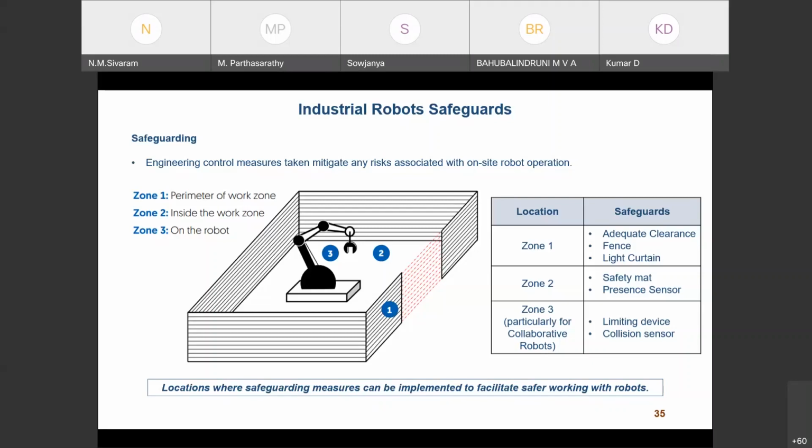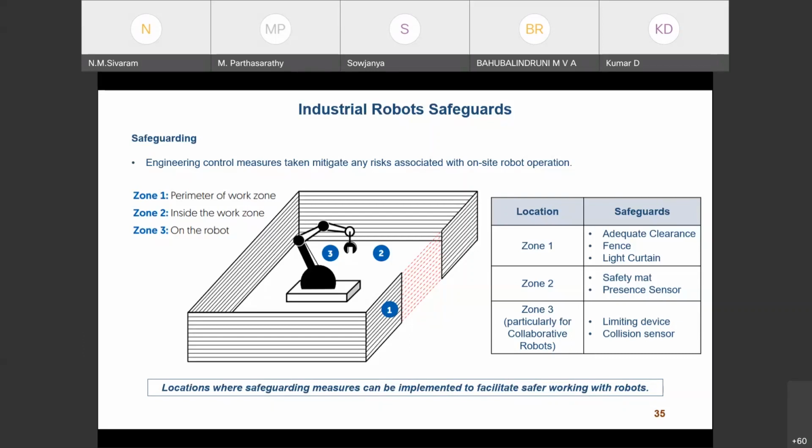And zone 3 is particularly for collaborative robots. As you would have come across in this entire workshop, industrial robots are the conventional type of robots where human interaction is very minimum, and in collaborative robots the collaboration between humans and robots is very high. So for this particular collaborative robot, there should be some limiting device, so the robot cannot move or rotate beyond a certain angle, or move beyond a certain distance. So some limiting devices will be fixed.